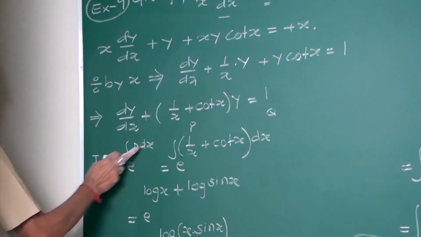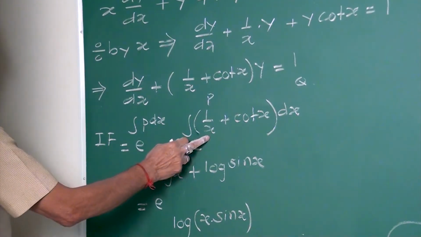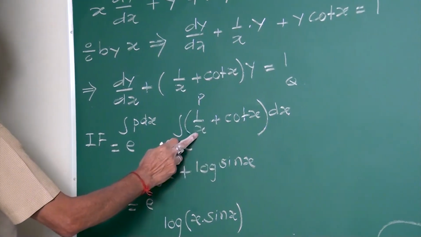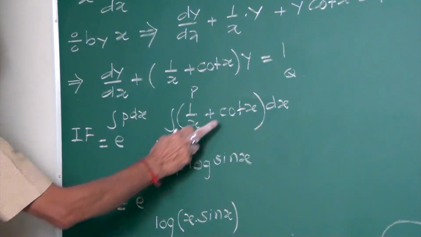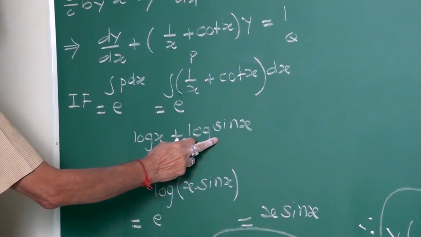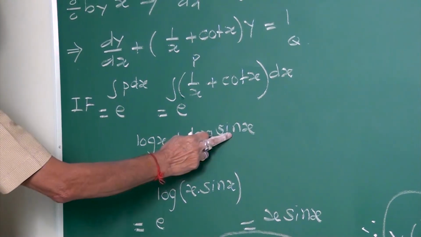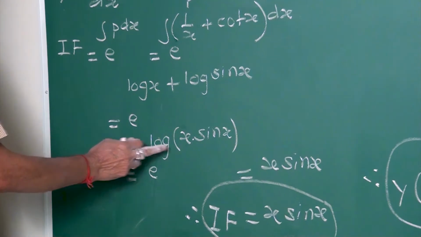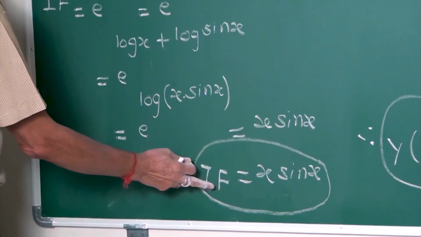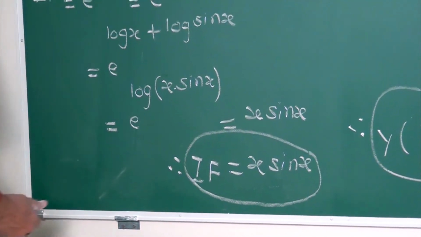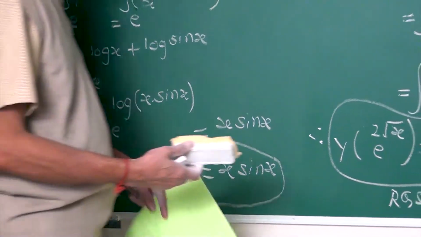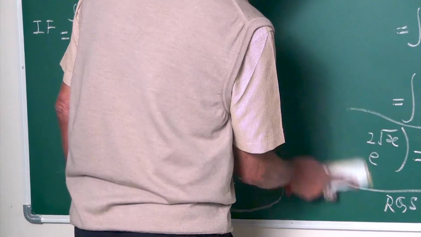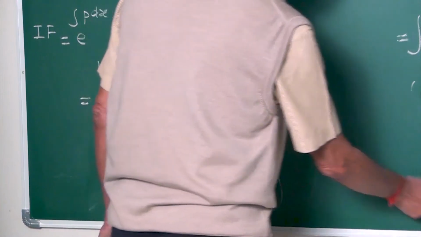P is this: 1/x plus cot x. What is the integral of 1/x? Log x, plus cot x is log sin x. Log u plus log v is log uv, the product. E to the power log is that number itself. This is the integrating factor, my friends. After writing the integrating factor, you have to write the solution.